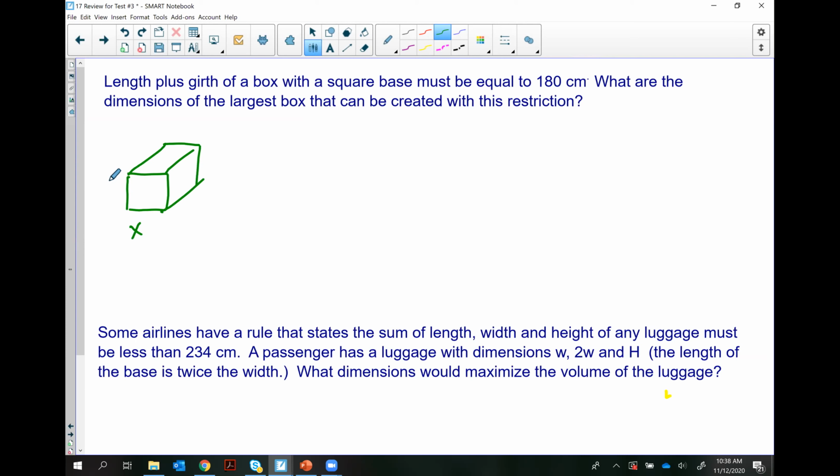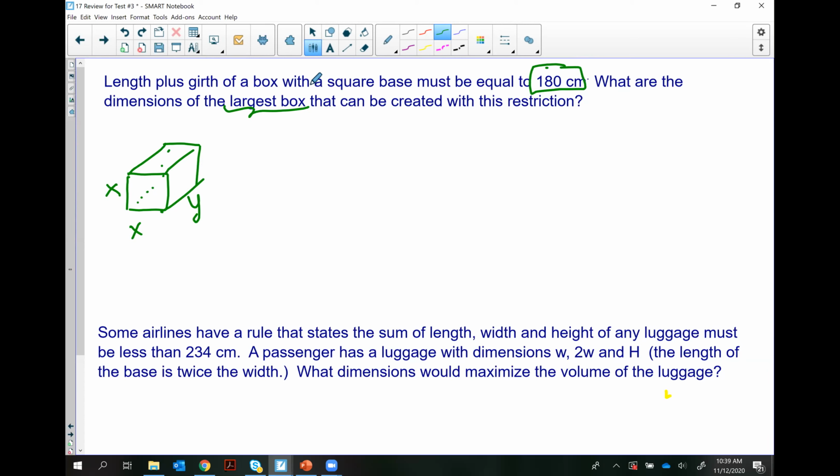It's a square base, so it's x by y. So we must adhere to this criteria that length plus girth must be equal to 180. And at the same time, we're trying to create the largest possible box that will follow this constraint. So when they say largest box, look on the test for wording like largest, smallest, maximum, minimum. Then these are your optimization questions, right?